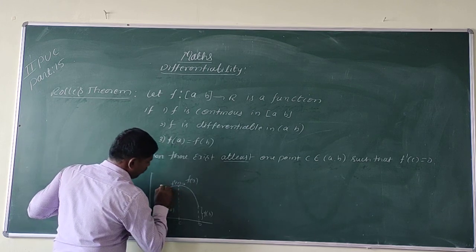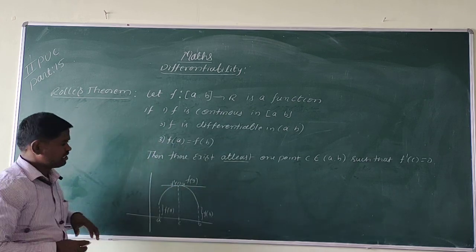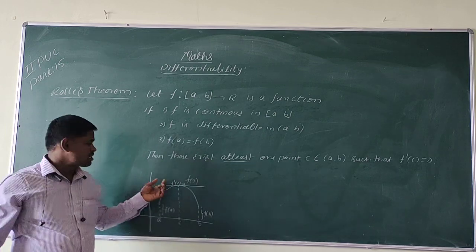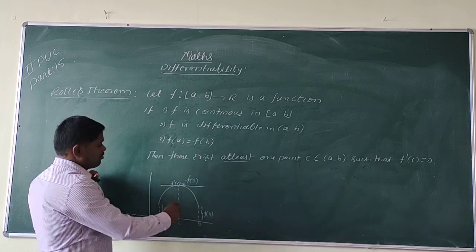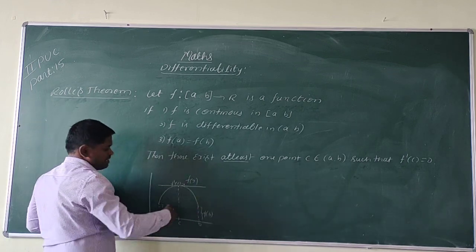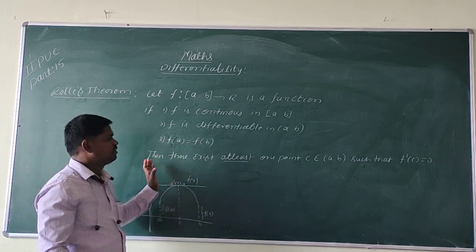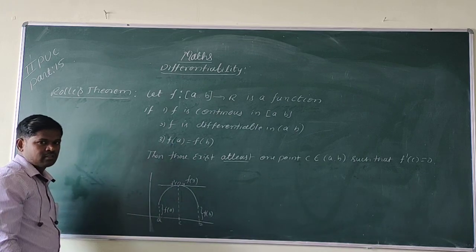At that point there exists a tangent which is parallel to the x-axis. That means the slope is 0. f'(c) equal to 0 is nothing but the slope of the tangent being 0, so the tangent is parallel to the x-axis. This is the geometrical meaning of Rolle's theorem. Is it clear?